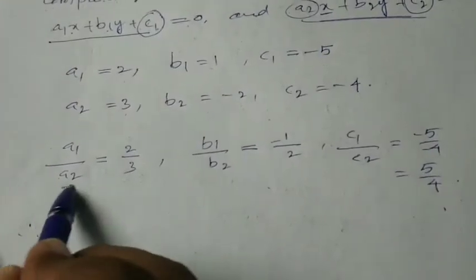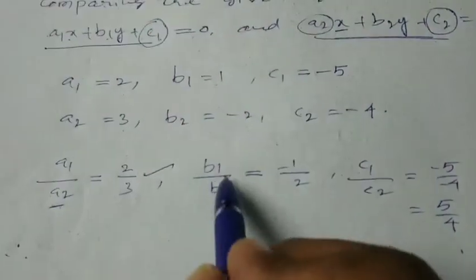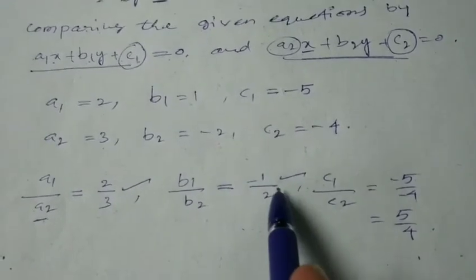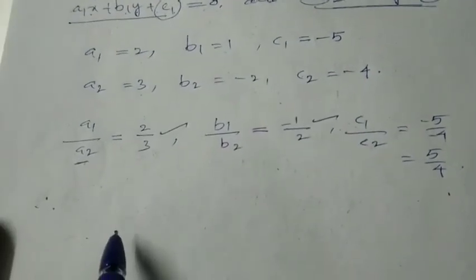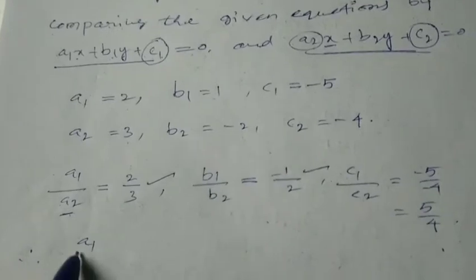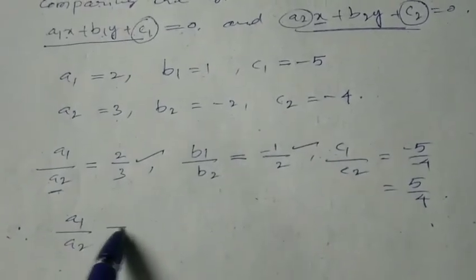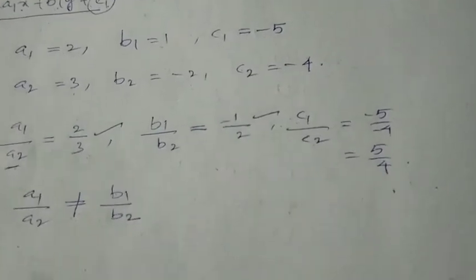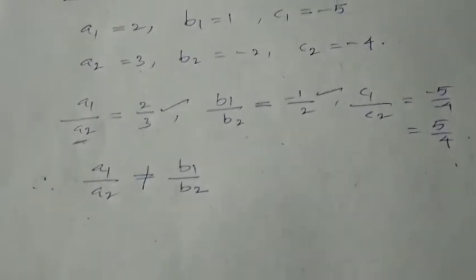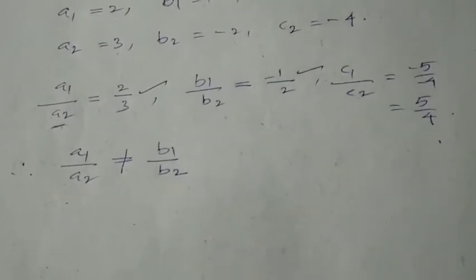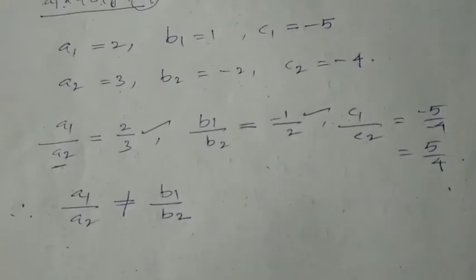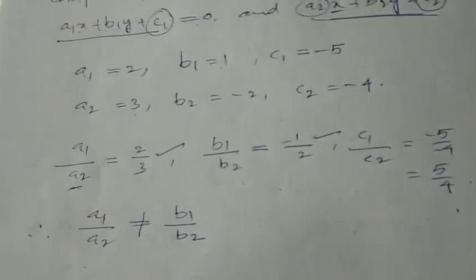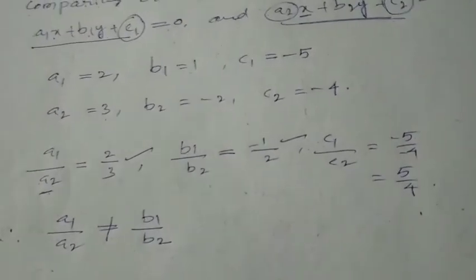Therefore a1 by a2 equals 2 by 3, and b1 by b2 equals minus 1 by 2. Are 2 by 3 and minus 1 by 2 equal? No, they are not equal. That's why we write a1 by a2 not equal to b1 by b2. So this condition we know very clearly: the given pair of equations are intersecting lines. They have a unique solution and they are consistent.